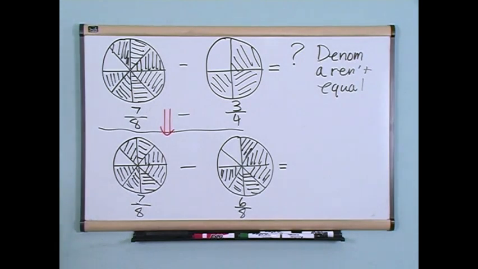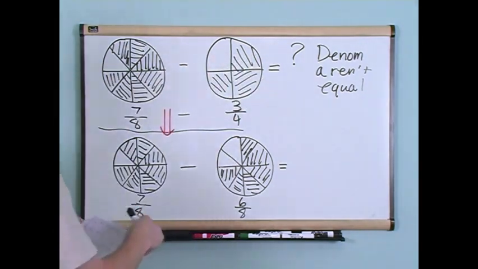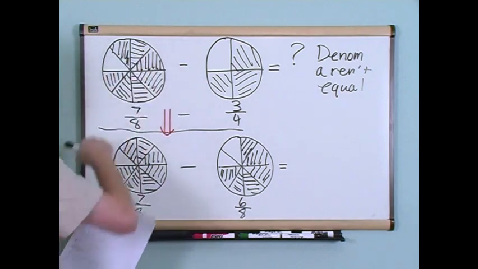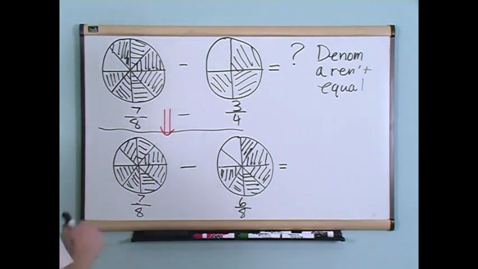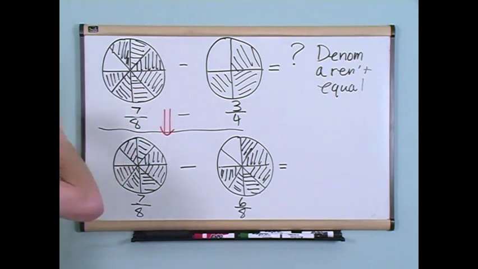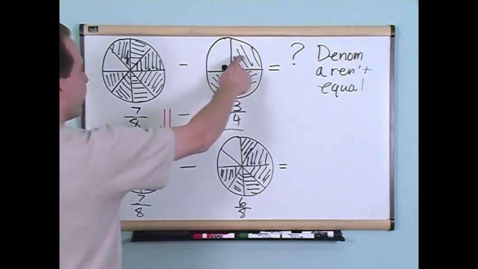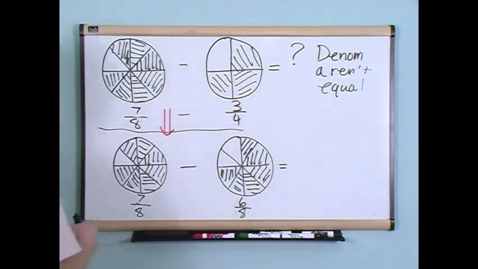Okay, now I've set another problem up on the board, and what I want you to do is ignore this and just look at the top part of the screen for a second. Here I have a pie. I divided it into 8 pieces, okay? I have 7 of the 8 pieces here, 7/8. Now what I want to do is subtract from it another pie, and this one is 3/4, 1, 2, 3 pieces out of 4. How would you do that?